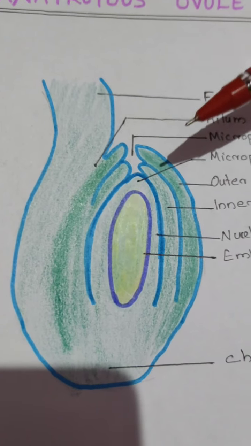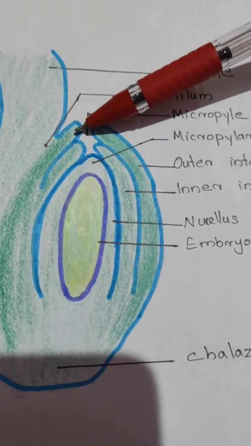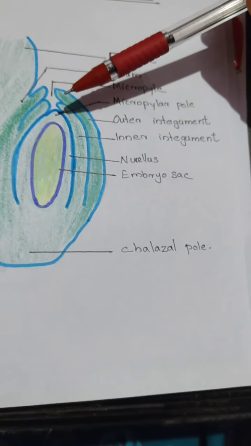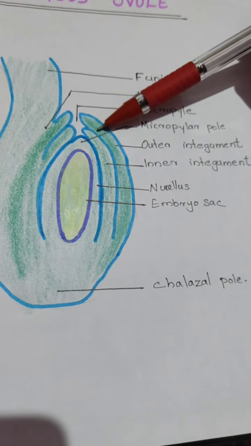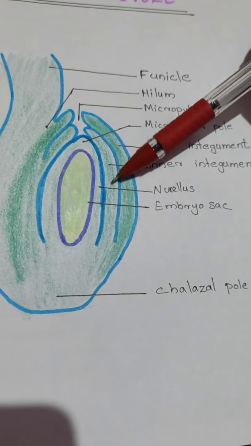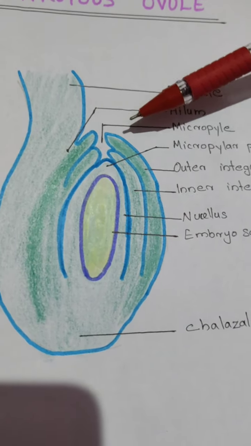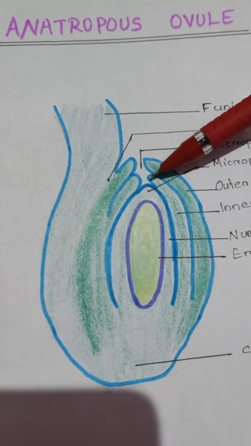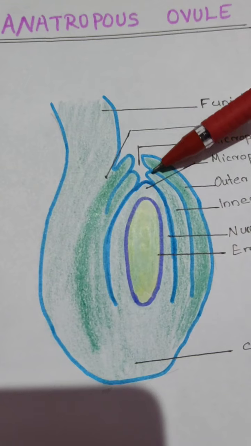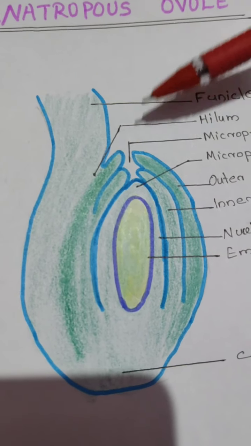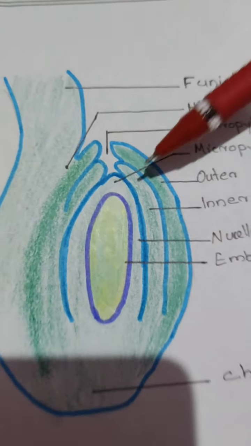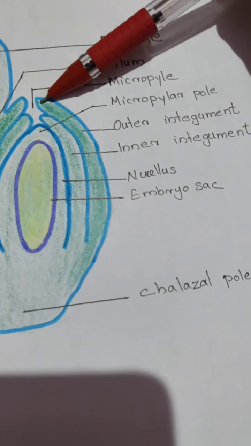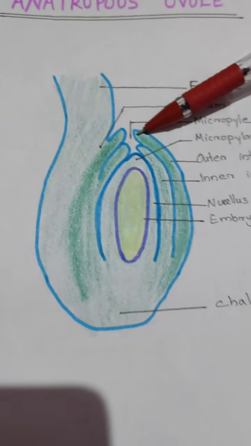Each ovule has one or two protective envelopes, called integuments. This is the outer integument and this is the inner integument. Their function is protection. At the top, a small opening is present. That opening is called micropyle, and this region is called the micropylar pole.